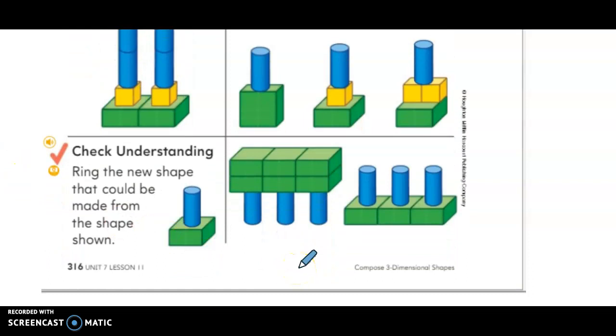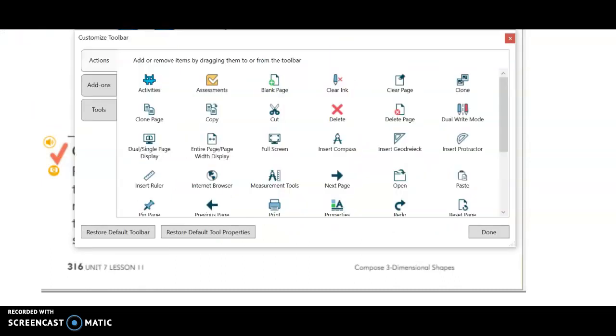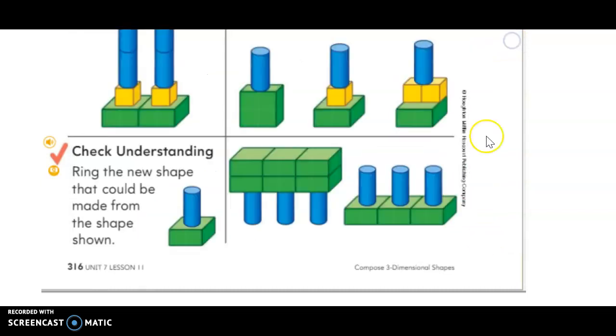All right. In check for understanding, we have ring the new shape that could be made from the shape that is shown. So which one of these two could have been created from this shape right here? And you will circle that. Okay? Then if you have extra time, you can feel free to build with the shapes that you have. Many students really like this lesson because it's fun and you have a chance to be creative and enjoy building with those shapes.